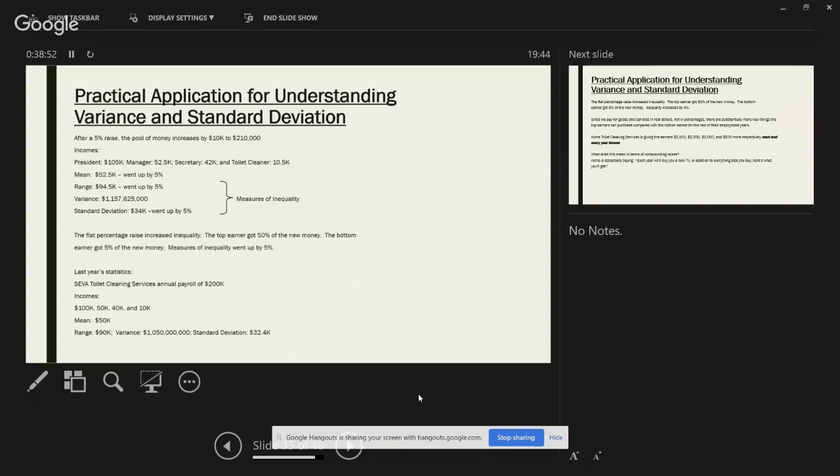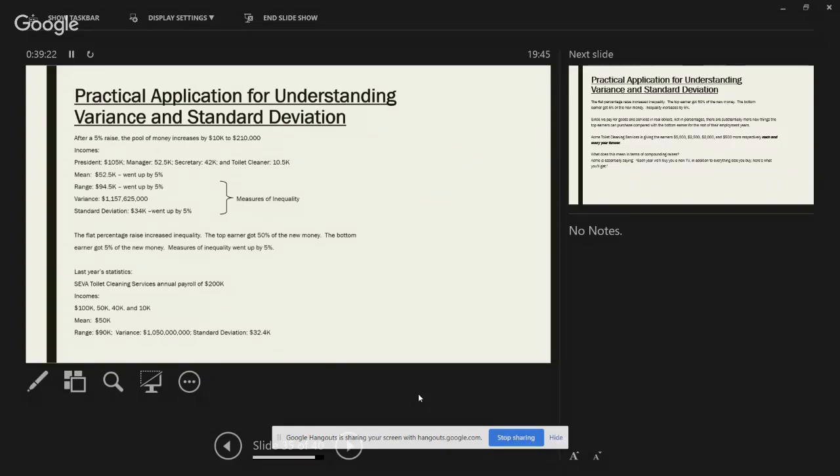So, if we calculate the mean of the new salary pool, which is $210,000, the mean is $52,500. The range would be somewhere around $94,500. And if we see the standard deviation, it has moved from $34.5K to $36K. So it also increased by 5%.